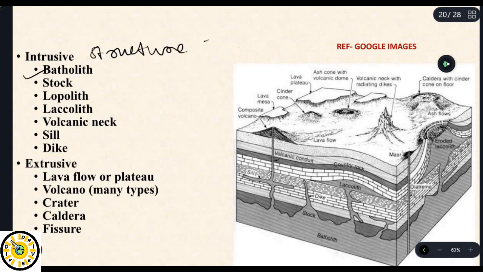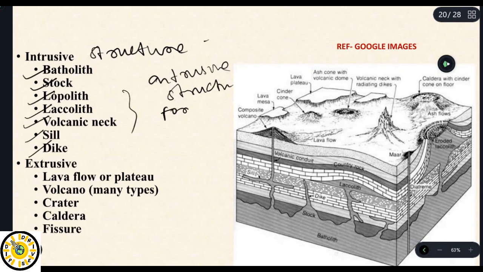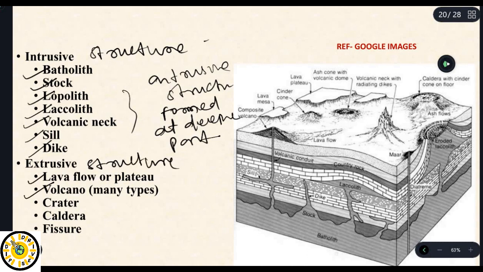Intrusive structure batholith है, stock है, lopolith है, laccolith है, volcanic neck है, sill है and dike है. So these are the intrusive structures formed at the deeper part. है ना? And extrusive structure कौन सा है? Lava flow है, volcano है, different types of volcano, crater है, caldera है, fissure है. When I discuss volcanism in physical geology, then I will discuss more about this part, caldera, crater.